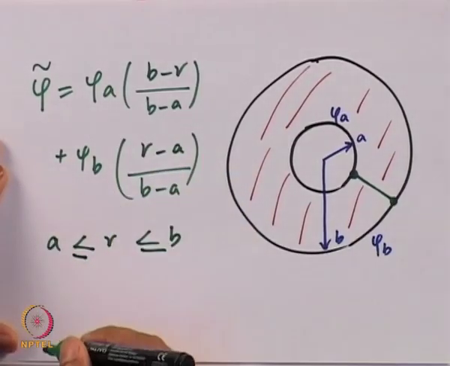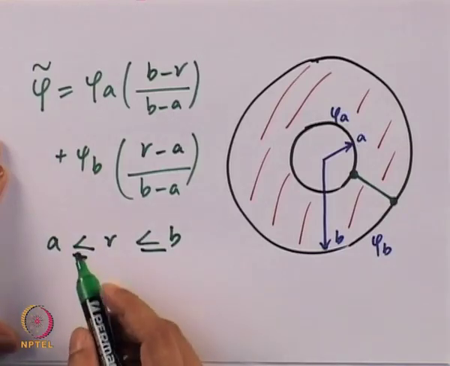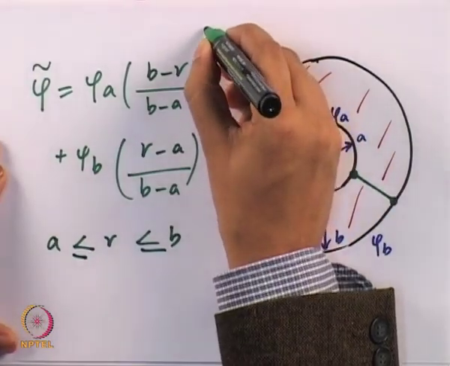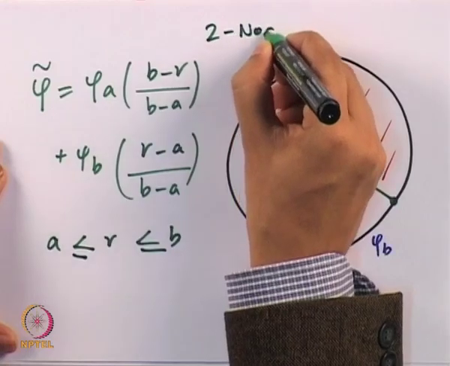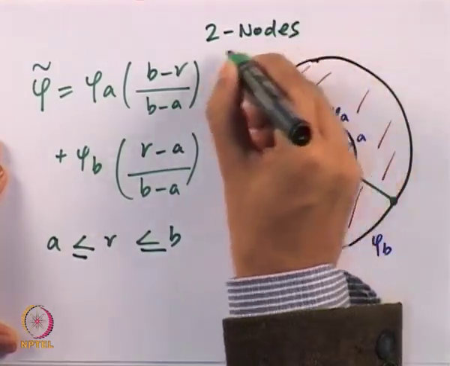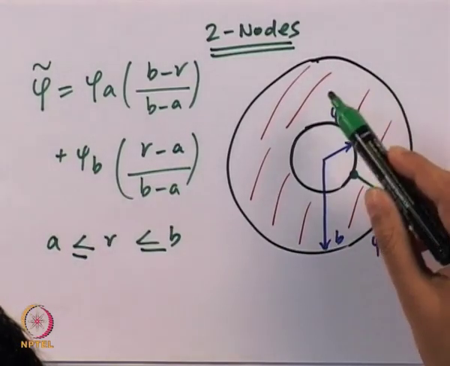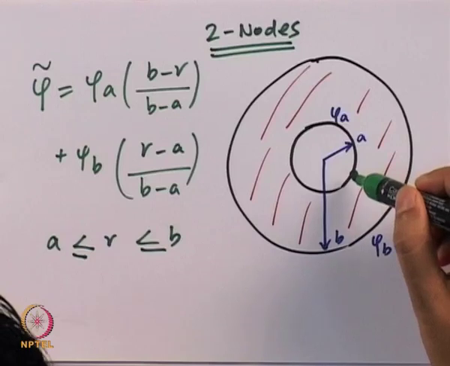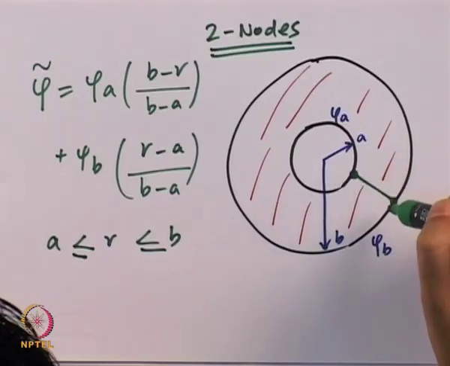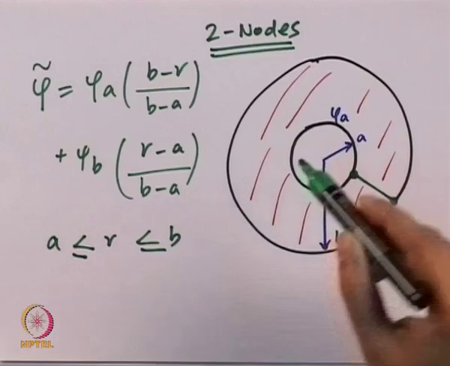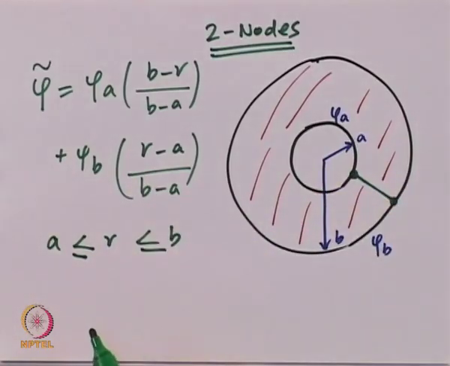So this is the way we are going to compute the value for 2 nodes. This is a very simple, straightforward application of finite element method to compute the value of the potential on any point in between R equal to A and R equal to B. So this is the approximation that we are going to take.